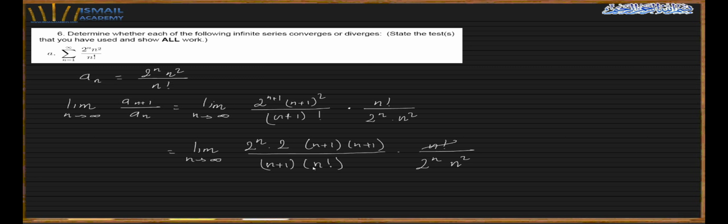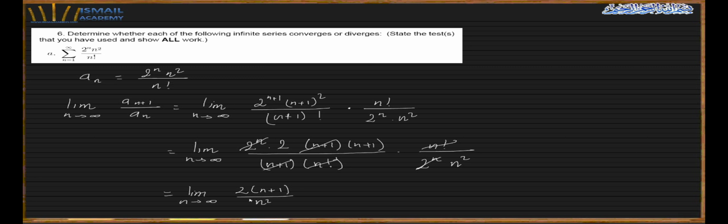So now I cancel n factorial, I cancel 2n, I cancel n plus 1, so what's left here is the limit when n goes to infinity of 2 times (n plus 1) over n squared. And here what do we have? We have a polynomial of degree 1 over a polynomial of degree 2. So the denominator is greater than the numerator.